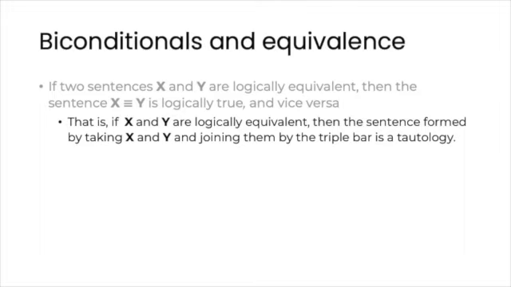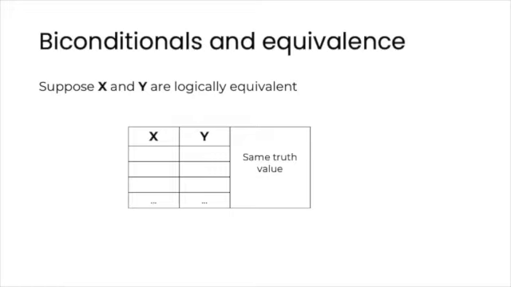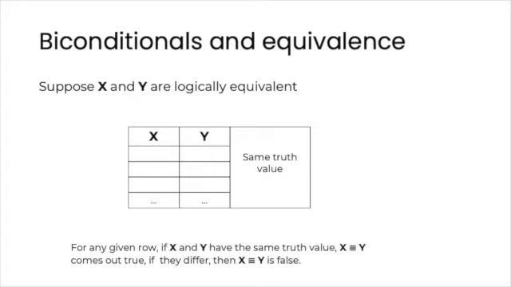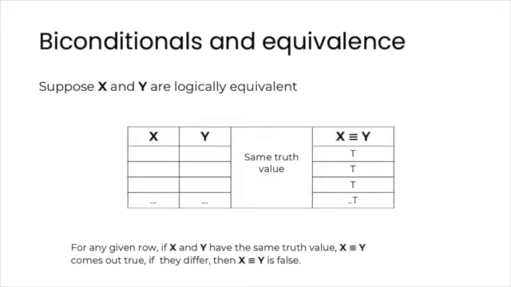We can see why this is the case. If X and Y are logically equivalent, then they have the same truth value in every row of their truth tables. Whenever one is true, the other one is true, and when one is false, the other one is false. We also know from the evaluation rule for the biconditional that if in a given row both components X and Y have the same truth value, X triple bar Y comes out true. If they differ, then X triple bar Y is false. Now, in the case we are considering, the fact that X and Y are logically equivalent guarantees that X triple bar Y will be true at every row. Therefore, the biconditional is a tautology.